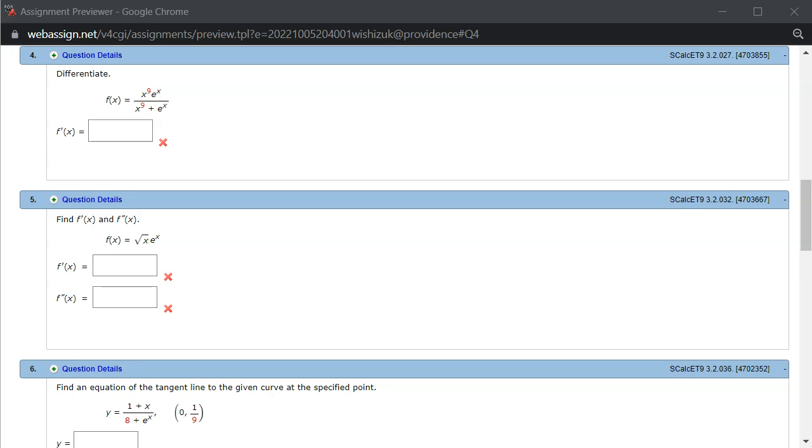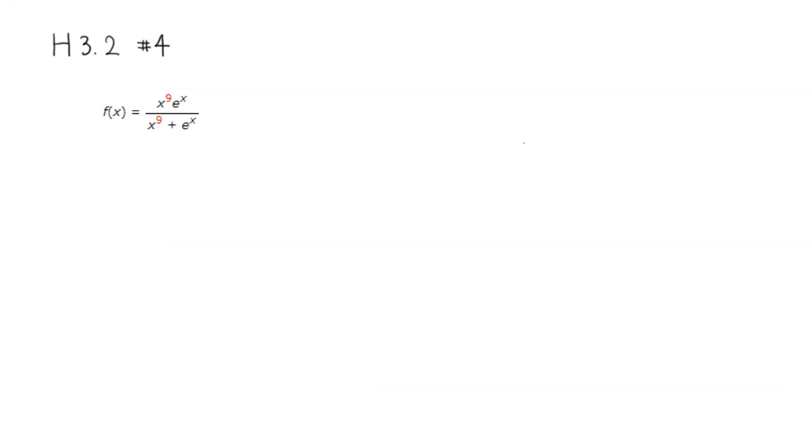All right, let's look at homework 3.2, problem number 4. Let's take the derivative of this function here. Since we have a quotient, we're going to use the quotient rule. But if you pay attention to the numerator, the numerator is a product, so we have to use the product rule as well. Let's do that.